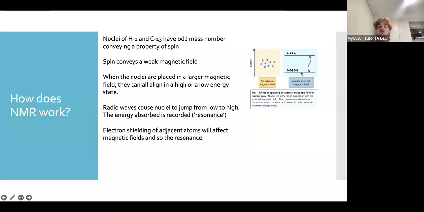The radio waves get absorbed, goes to the higher one, and you can record how much energy is absorbed, and that is what the signal in the NMR is. I won't spend too much time on that because, as I said, not very relevant for the exams, but it's good to know sometimes just so you understand what this signal is actually measuring. It's measuring the energy of the spin, basically, the energy level of the different atoms.